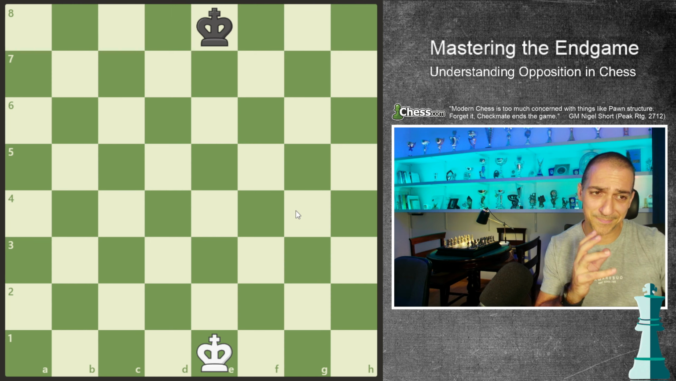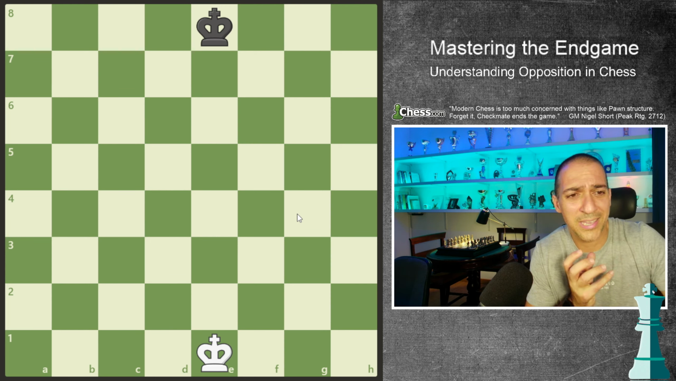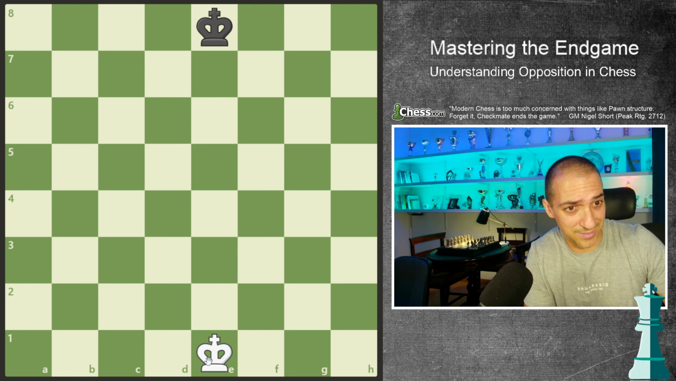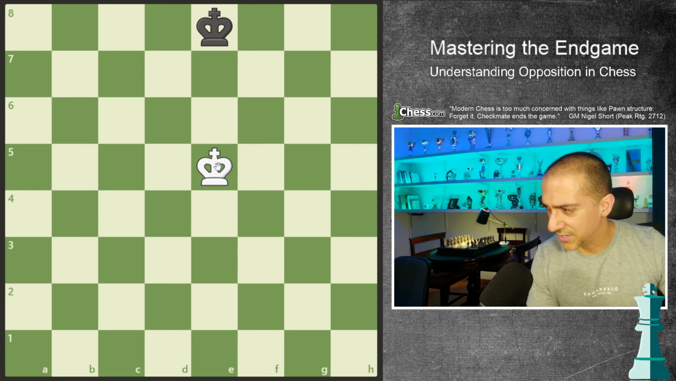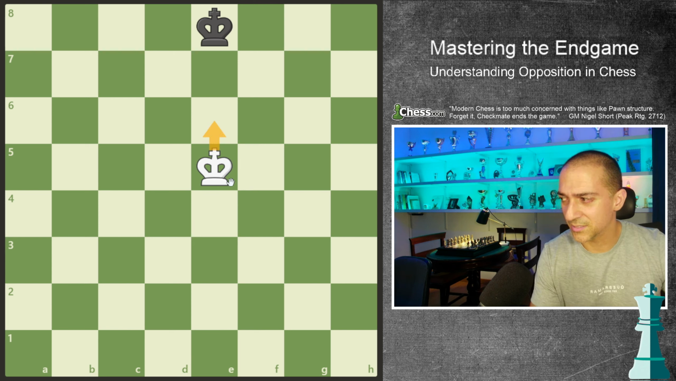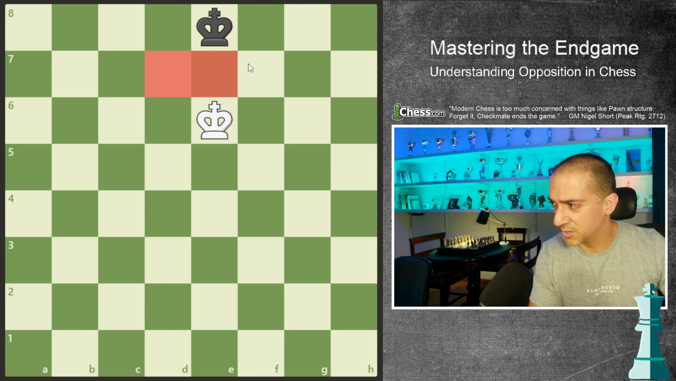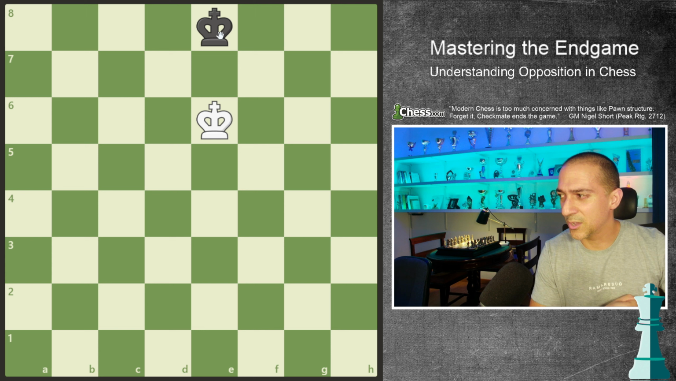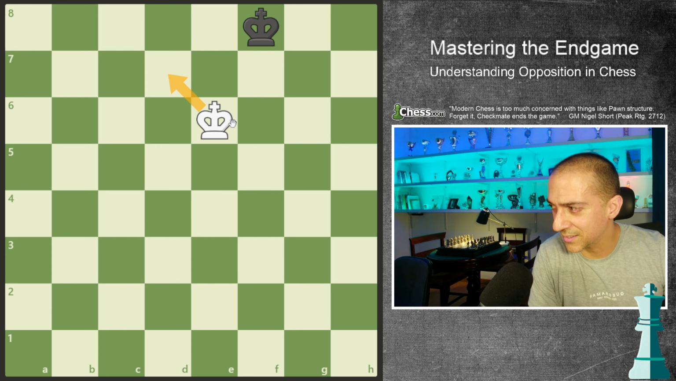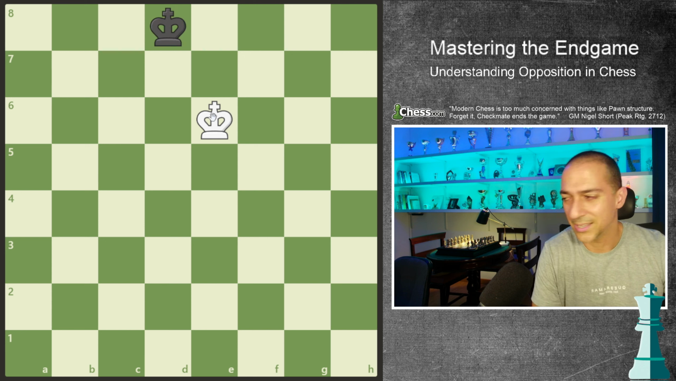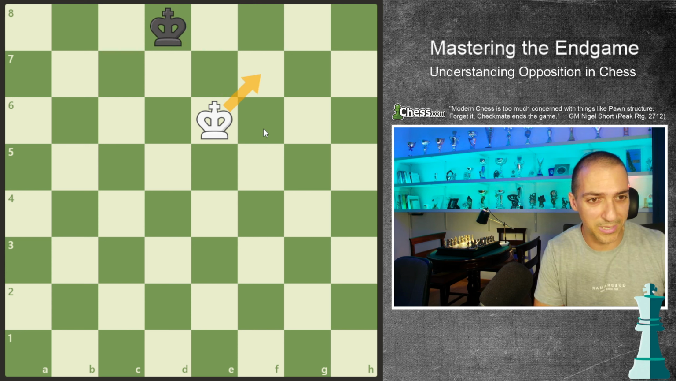About the opposition. The opposition is the maneuver that permits you to restrict your opponent's king. So, for example, if I had my king here and I played in this direction, I would restrict the movement of my opponent. So he will need to play in one of these directions, and then I can outflank, playing in this direction. For example, if he had played here, I would outflank.